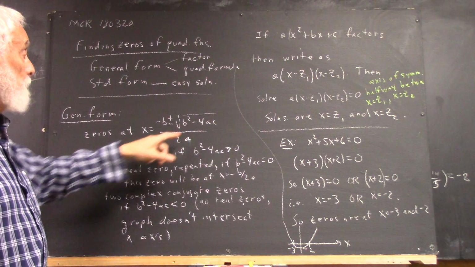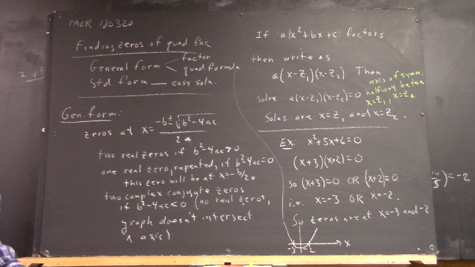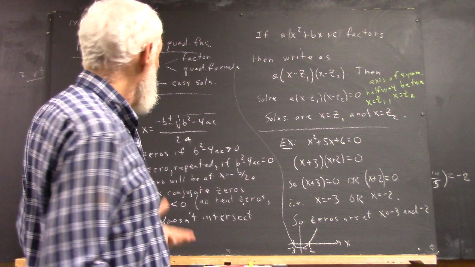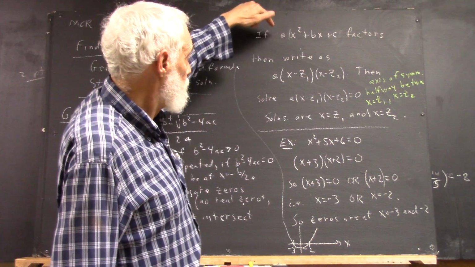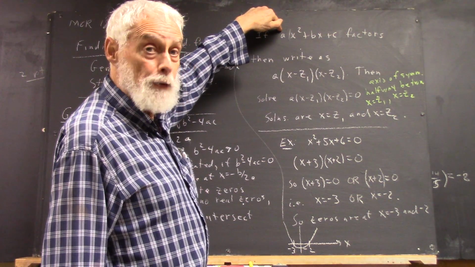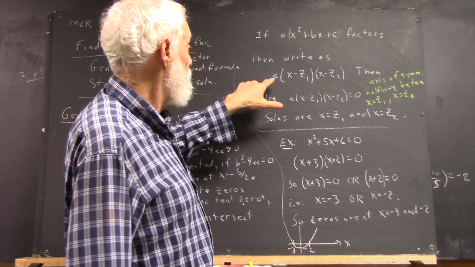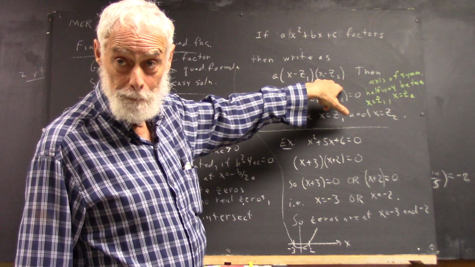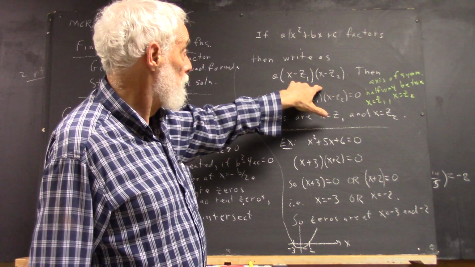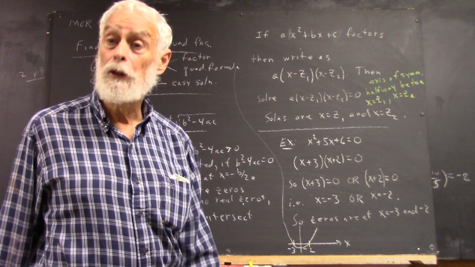You know easily by looking at the discriminant which case you have, so you know how many times the graph goes through the x-axis, if at all. And you know whether the function has a solution for a given value of x. Anyhow, if this expression factors, it can be written as a times x minus z1 times x minus z2. That's what we mean by factoring it. Factor out the a, and then factor what's left into a product of two binomials.